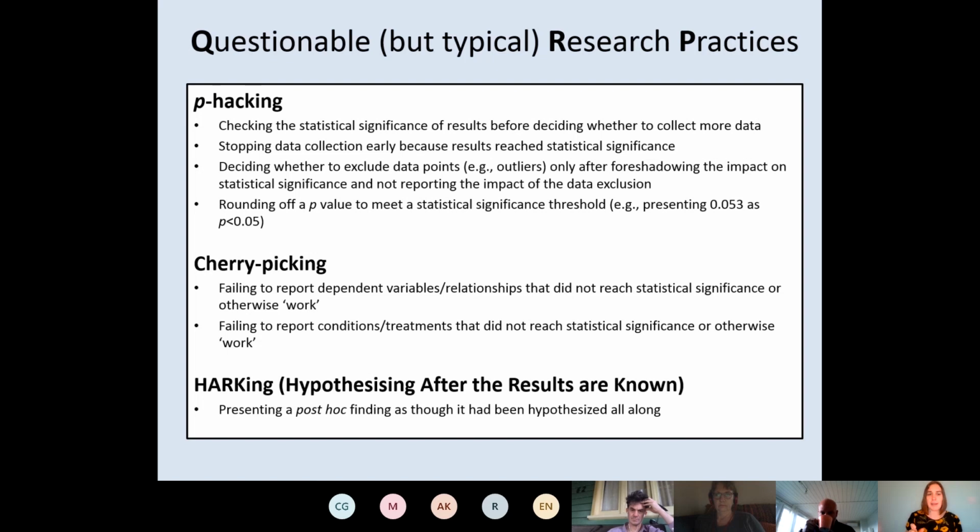And that kind of cherry picking work comes together with hypothesizing after the results are known, which we call harking, which essentially is when you, well, it can happen two ways. Either you've done a whole lot of analyses, find one cool thing, and then you write up your study as if that's what you'd always intended to find.